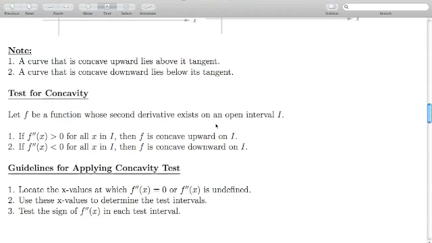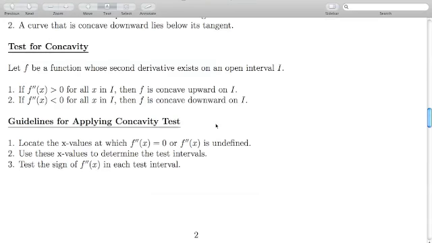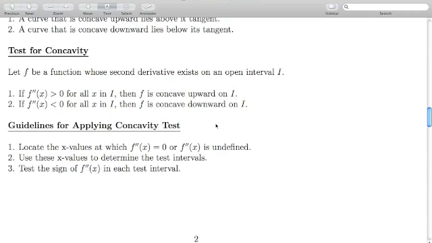So let's explore how to test for concavity. Let f be a function whose second derivative exists on some open interval I. If your f double prime is positive for all x on that interval, then f is concave up. And if f double prime is negative on I, then f is concave down. And now we have some guidelines for applying concavity. So first you want to locate the x values where your f double prime is 0.